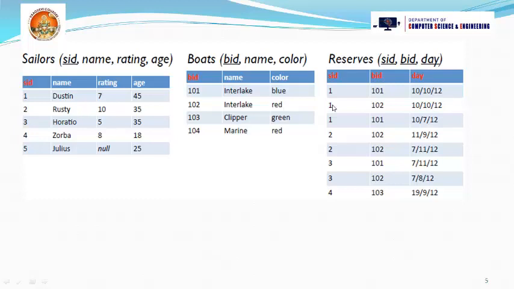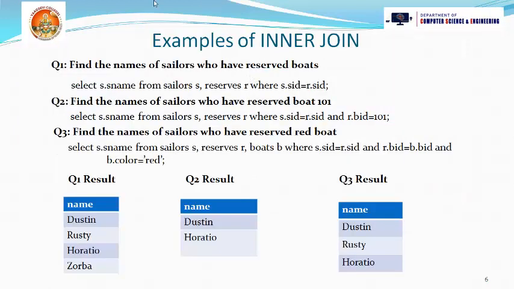But the query is asking to display the names of the sailors, and from this table we can get only the IDs. So sailors with IDs 1, 2, 3 and 4 have reserved boats. So we have to display only these names: Dustin, Rusty, Horatio and Zorba. This is the answer for this query.